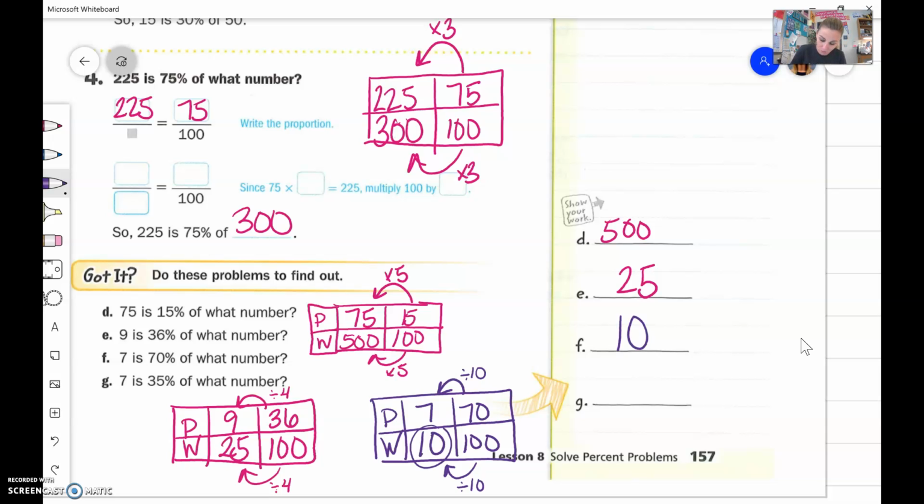And the last one, I'm just going to write right over this so that our answer fits right in there. My part and my whole, and I'm going to split it in half. 7 is 35% of what number?